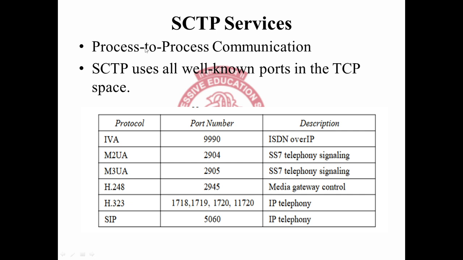SCTP services: it is process to process communication, as it is used as a transport layer protocol. We are communicating from process to process, and in this we are using the port addresses. In this table some port numbers are given for the various protocols and their descriptions. Like for the SIP protocol, port number 5060 is used, which is used for IP telephony.